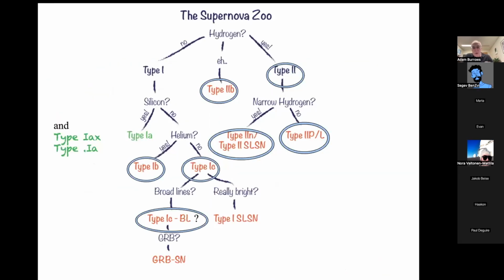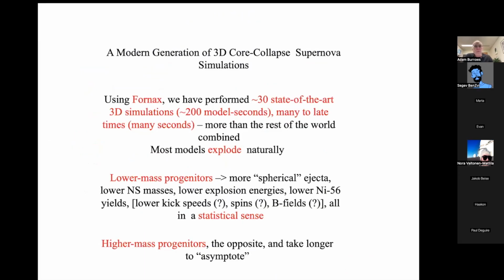Now, as you well know, I'm sure there are lots of different types of supernovae. I've circled those that are associated with core collapse unambiguously. And so the majority of supernovae are these core collapse, massive star death explosions.